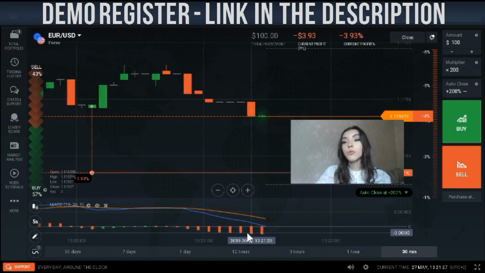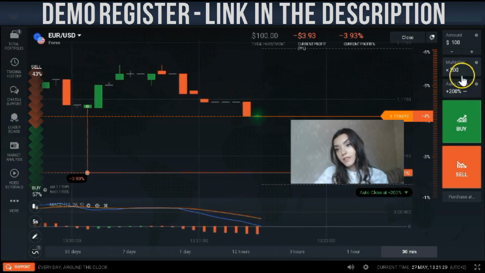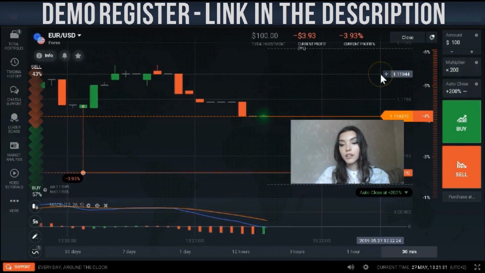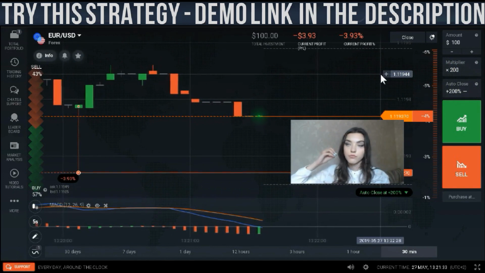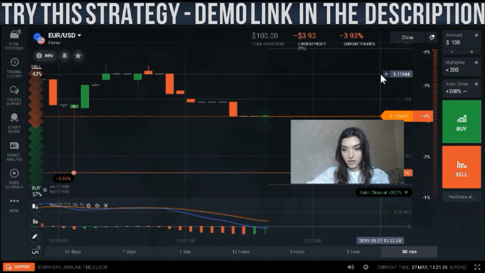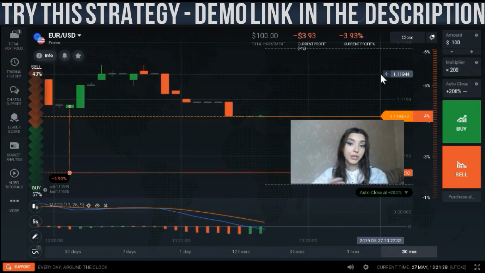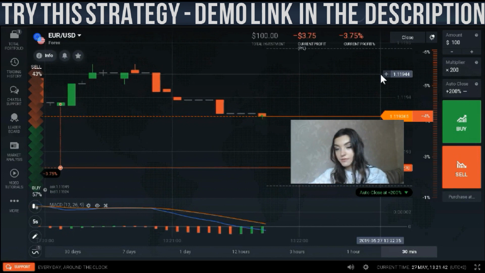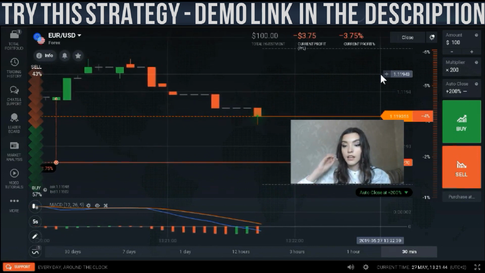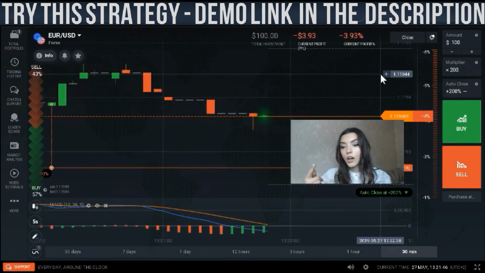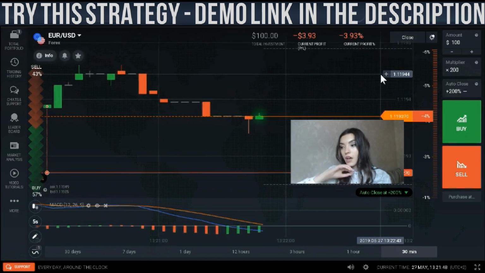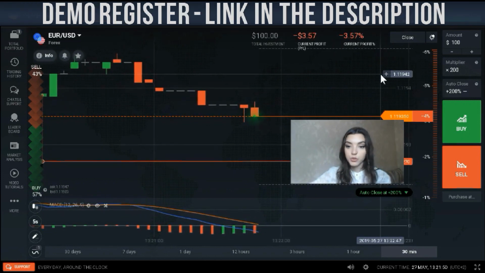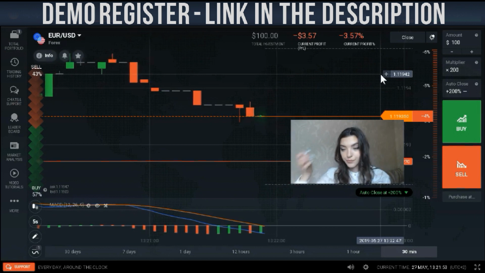And at this corner of the screen we see the multiplier, and the multiplier allows you to increase your profit potential. For example, you want to buy EUR/USD, your investment is $50, and your multiplier is 1. If the price goes up 10%, your profit will be $5 USD.